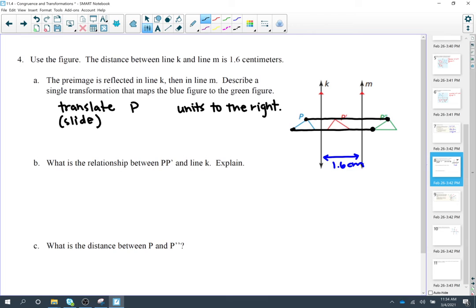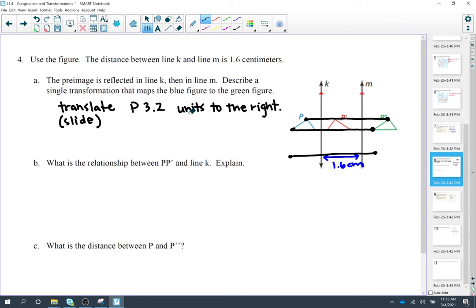And the question is, how far are we actually going? So if the distance between K and M is 1.6, then the total distance across is double that. So if we double that, we get 3.2. So translate P 3.2 units to the right, and you'll get to P double prime.